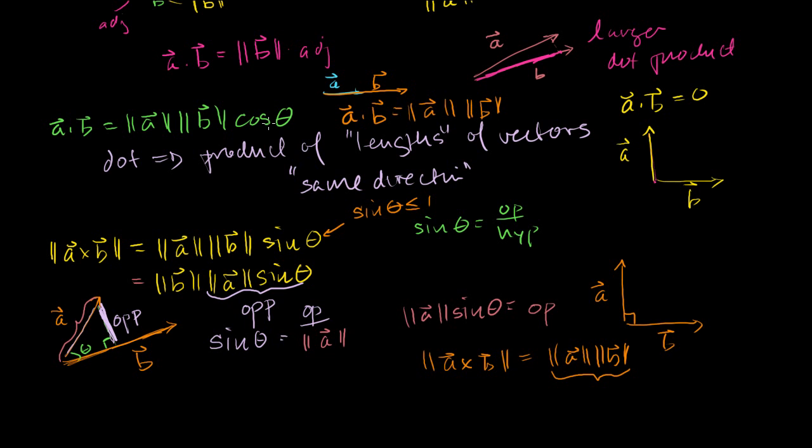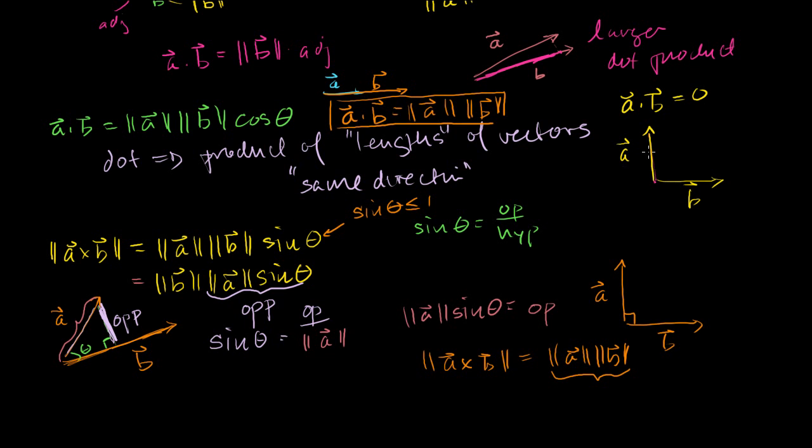The cosine of the angle between them is 0, so the cosine of that is 1. So when you have two vectors that go exactly in the same direction, or they're collinear, you maximize your dot product. You maximize your cross product when they're perfectly perpendicular to each other.